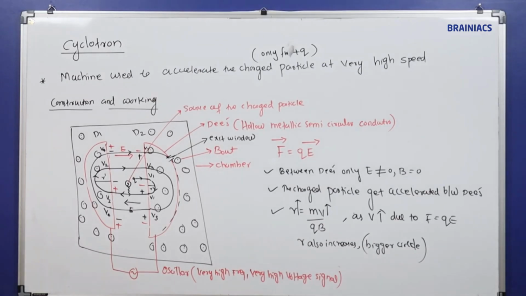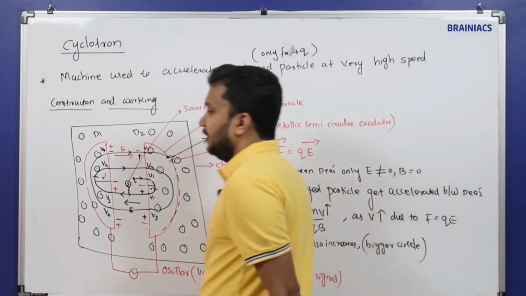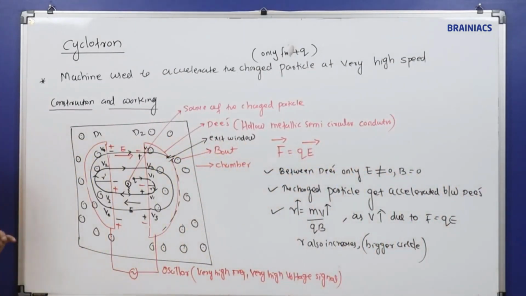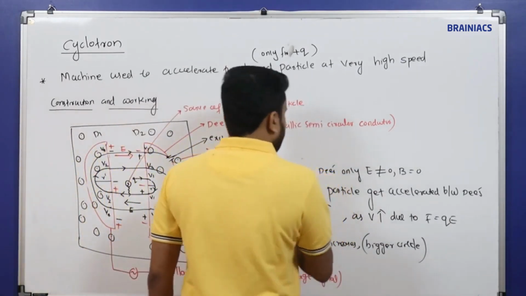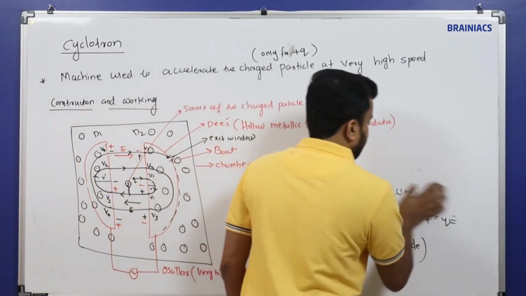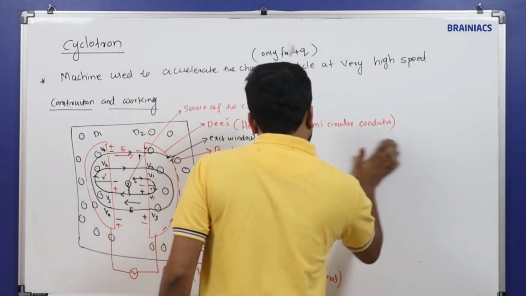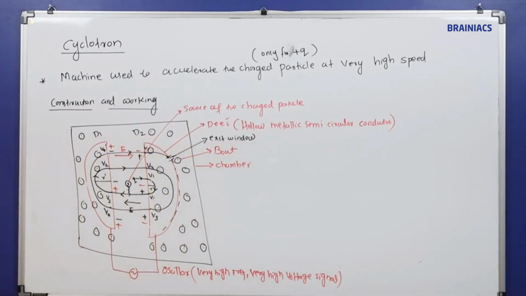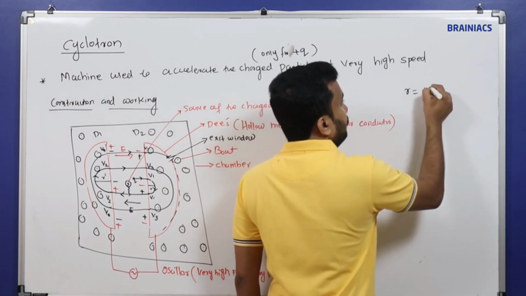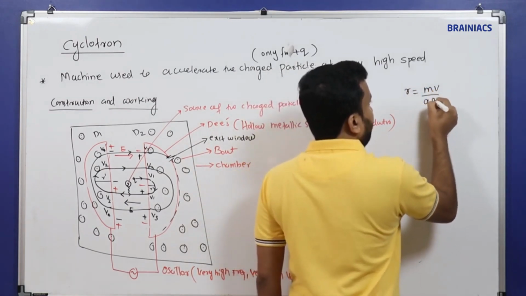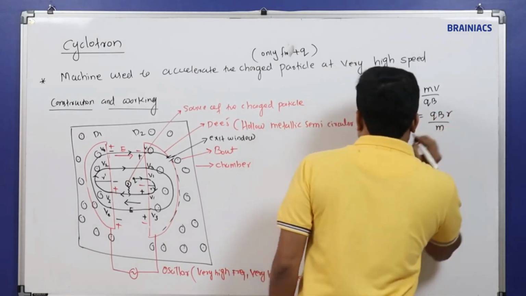Okay, hope how the cyclotron is working is understandable to you. Now let's see some mathematical stuff. We know the charged particles are moving with a very high velocity. So we know the radius equation: R is equal to mv divided by qB, and v is equal to qBR divided by m.